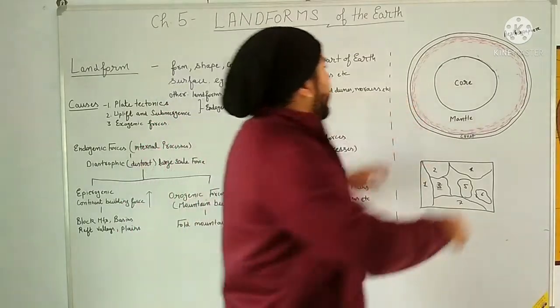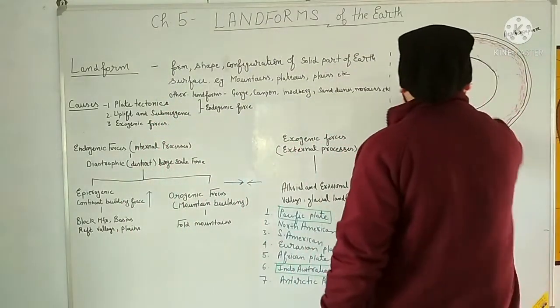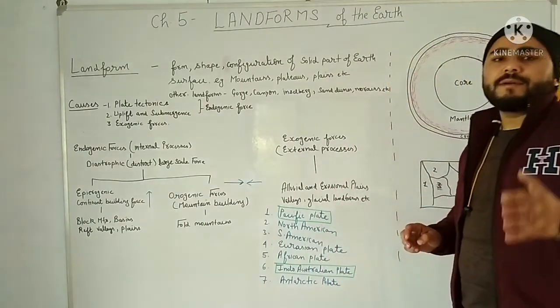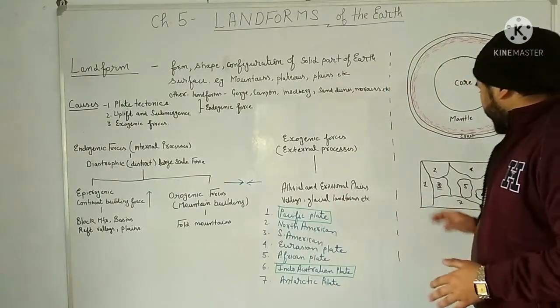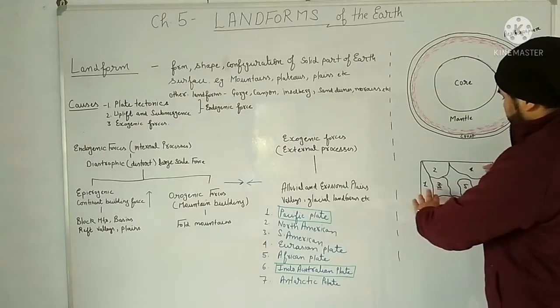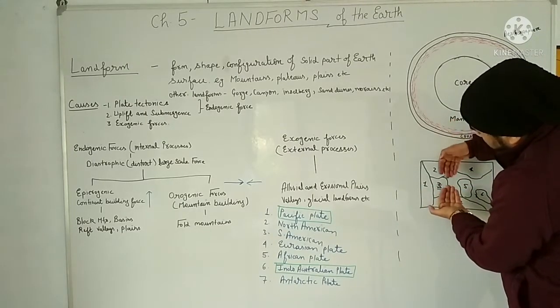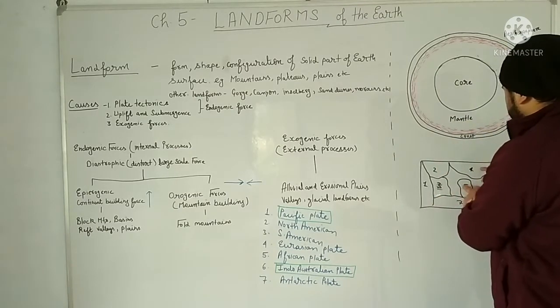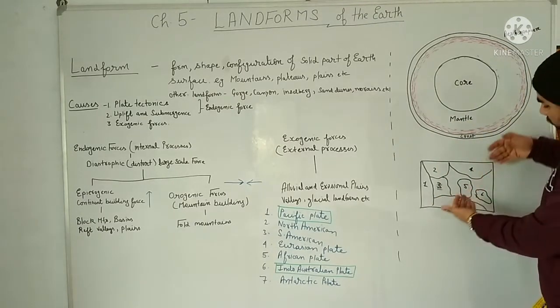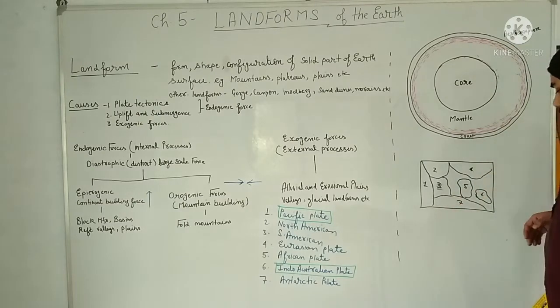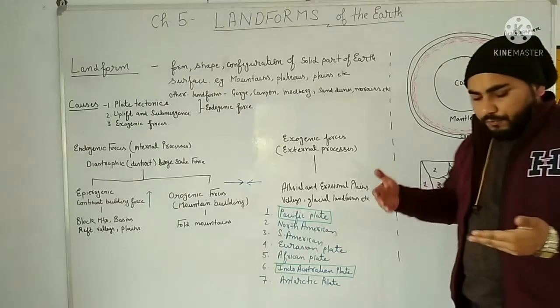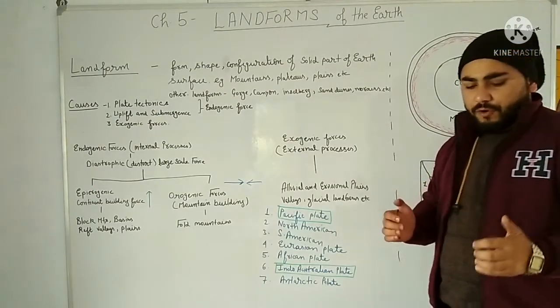So this entire crust is divided into seven parts, and these parts keep moving towards each other. Suppose this is North America and this is South America; they can move towards each other. This is the African plate and this is the Eurasian plate; they can also move towards each other. So they can move towards each other or move away from each other.